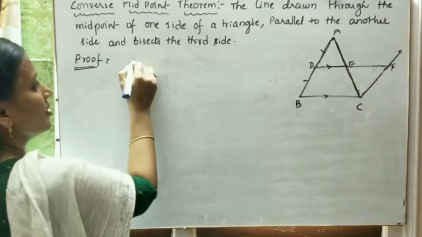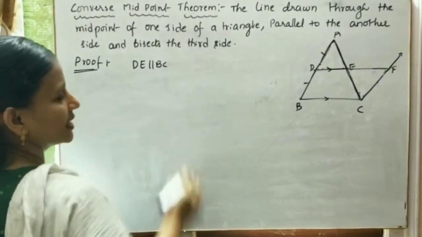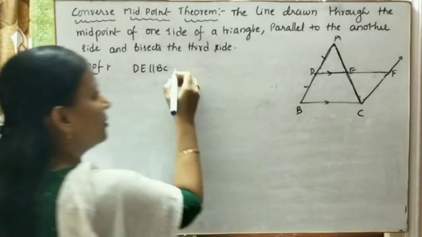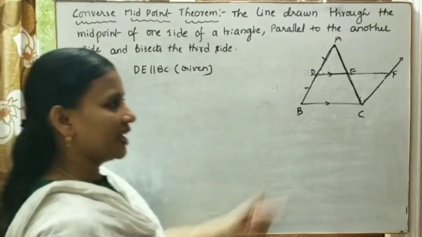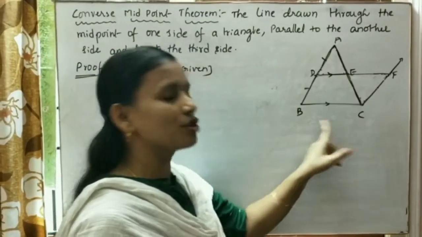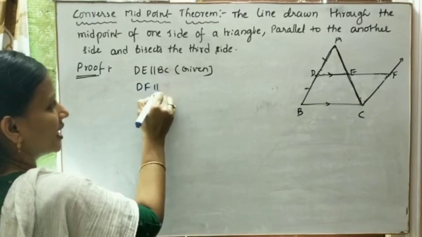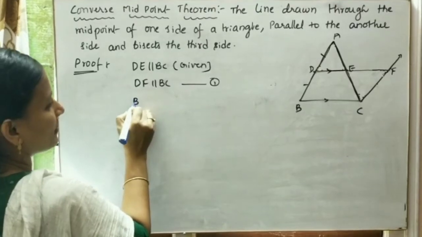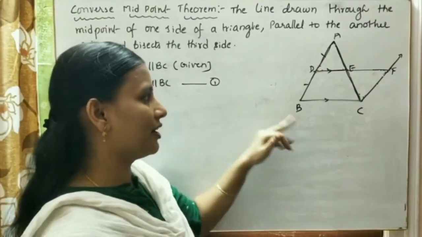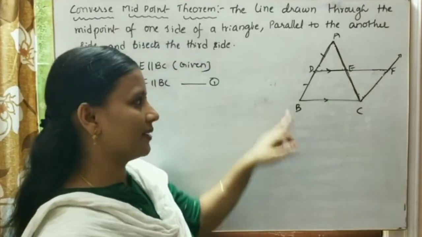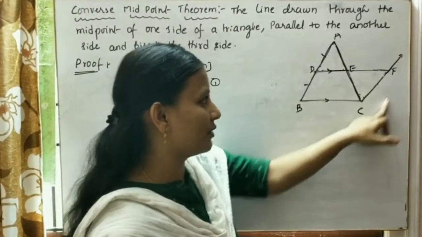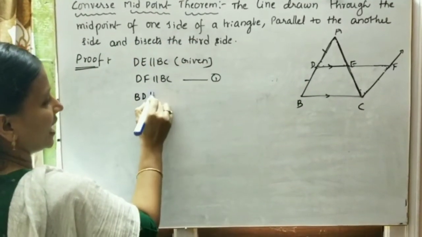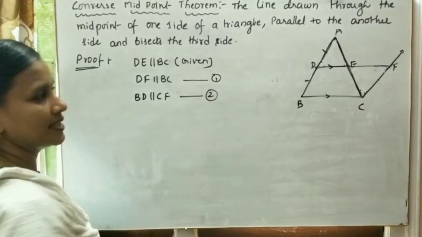Proof. DE is parallel to BC, that is given already in the question. If DE is parallel to BC, then DF is also parallel to BC. Take this as equation 1. And from the construction, we took BA parallel to FC. If AB is parallel to FC, then BD is also parallel to CF. Take this as equation 2.